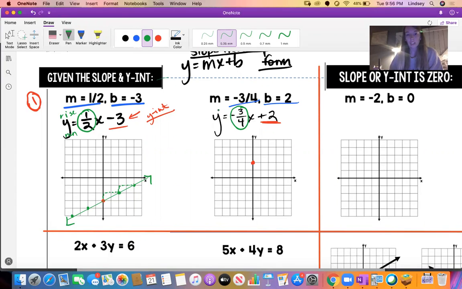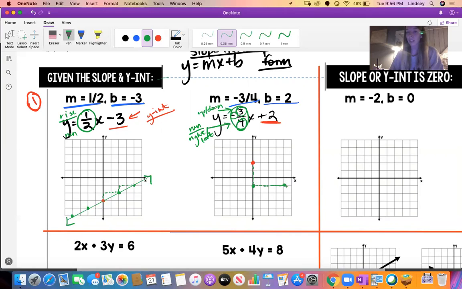This top number tells me whether I go up or down. That's the rise, like we talked about. And this bottom number tells us how much we're going to run, or how much we go to the right or to the left. So I'm going to go down 3 first. You always do this, whatever the sign is with that top number. So I'm going to go down 3, 1, 2, 3, and I'm going to go to the right 4, always to the right. 1, 2, 3, 4.